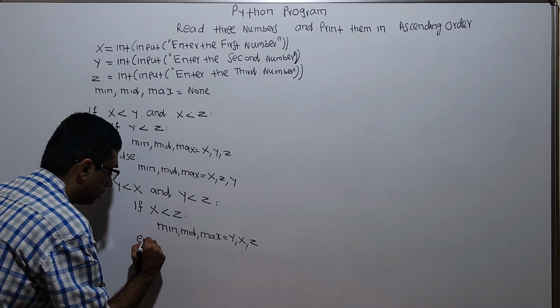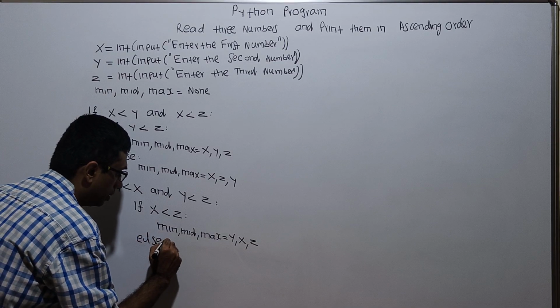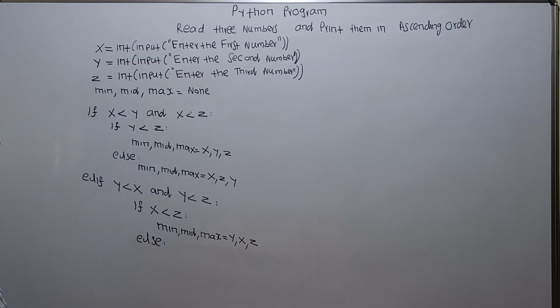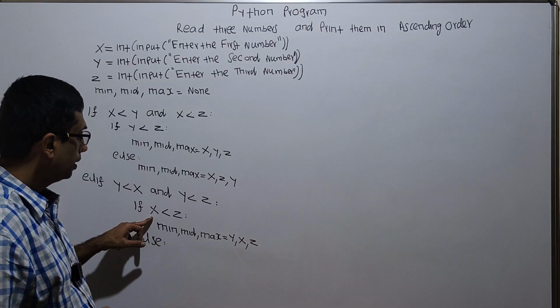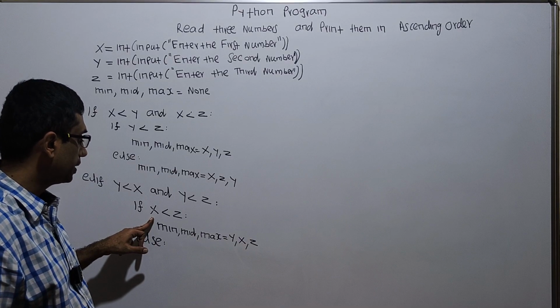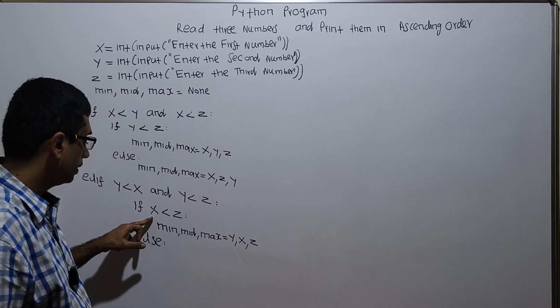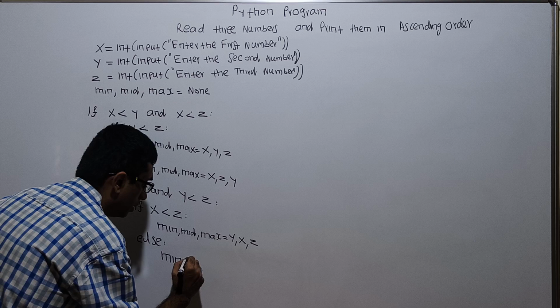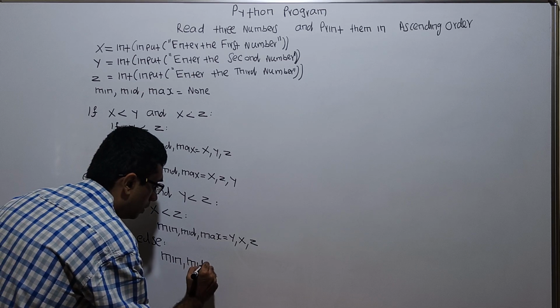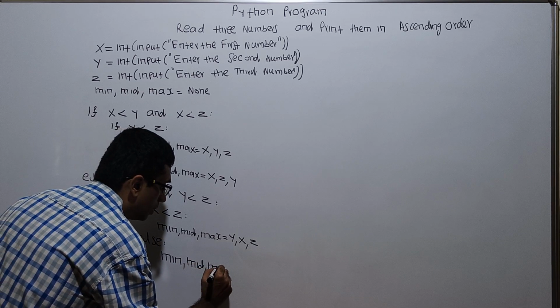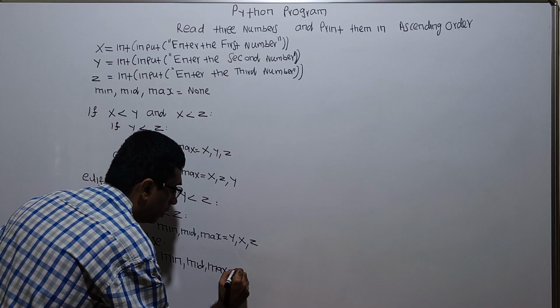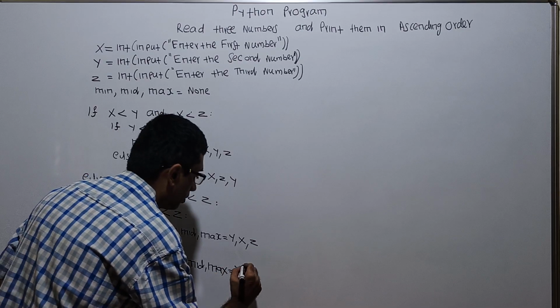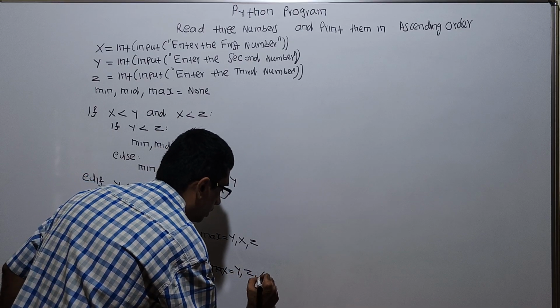Else. So in this case, what will happen? x is not lesser than z. That means x is greater than z. In this case, min, mid, max equal to y, z, x.